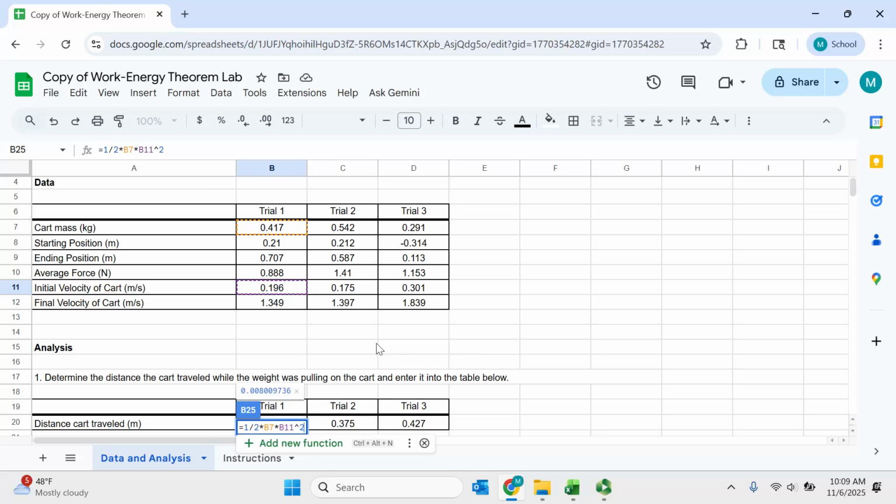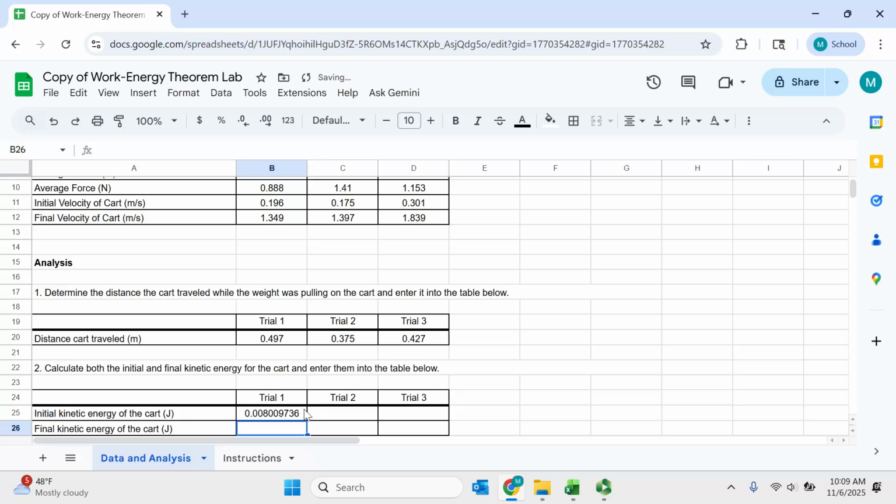If you use the caret symbol, what it's telling Google Sheets is this is going to be the base of an exponent, and what's following is what the exponent is on that base. So there I've done my calculation. Again, I'd want to repeat that across, but I'm going to do final kinetic energy first.